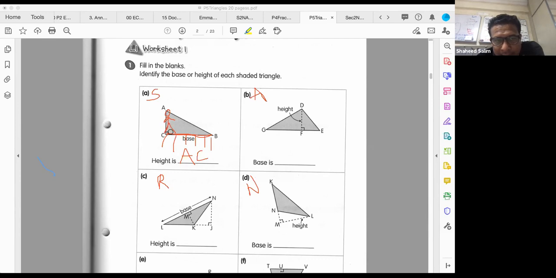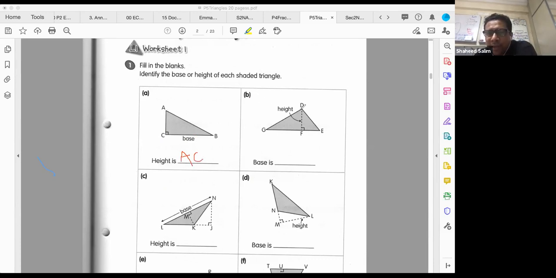And this is 90 degrees. The height and base must meet at 90 degrees. You see, I cannot see the 90 degrees. Okay. Now you can see. This is the base. The height reached at 90 degrees. So AC, congratulations. Now we go to the next one, Akil.